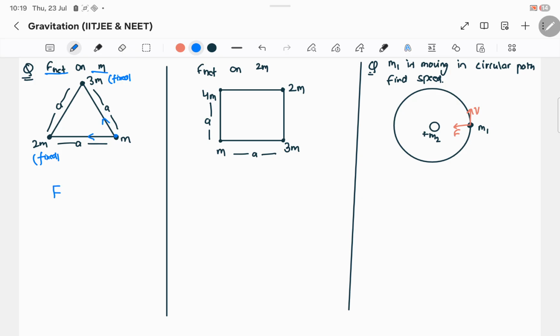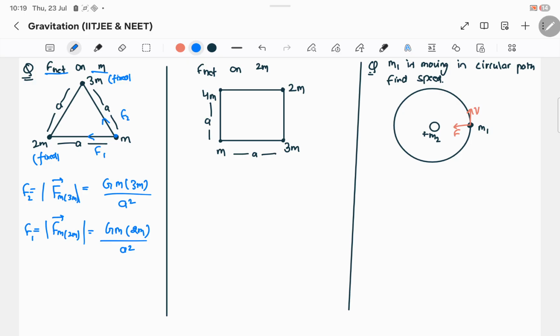Now you have to find the force on m because of 3m, that will be equal to G m into 3m by r square, and it is an equilateral triangle. This is the magnitude only. Force on m because of 2m, how can you write it? G m 2m by a square. These two you wrote. Now you can say this is F1 and this is F2. Now do the vector addition of these two. So F net will be F1 vector plus F2 vector. You can do this similar to that.